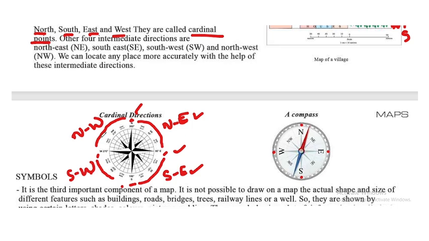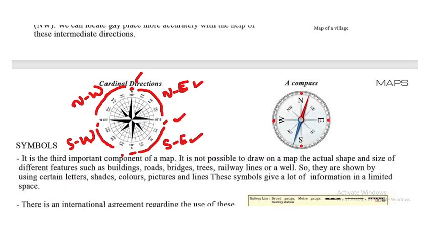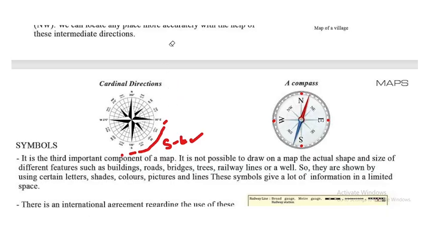So these are the main directions. The important directions are north, west, east, and south. Now we can locate any place more accurately with the help of these intermediate directions. Now moving forward, the next one is symbols. Let's take a look.